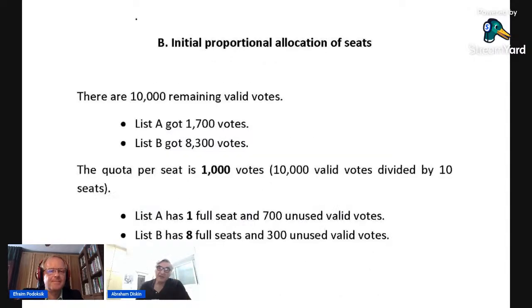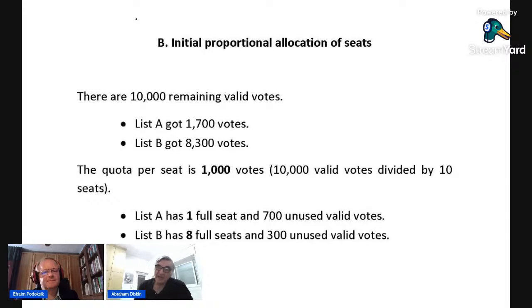So first, we calculate the quota per seat. How many votes do you really have to pay for a single seat? This is done in Israel: it is the total number of valid votes given to parties that met the threshold, divided by 120. In our example, you have a parliament of only 10 seats. You have 10,000 such votes. You divide 10,000 by 10, and the quota per seat is 1,000 votes.